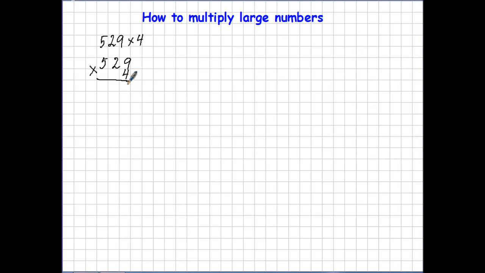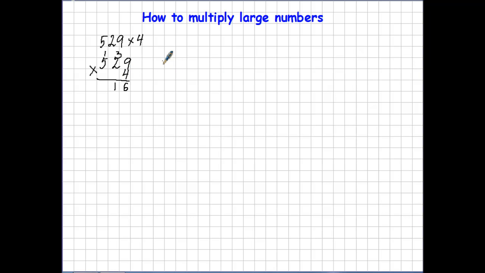36 is 3 tens and 6 units. So let's leave 6 in the units place and we'll take 3 tens to the tens place. So 2 tens by 4 is 8 tens plus 3 tens is 11 tens. I can't write 11 in the tens place, so I have to leave 1 in the tens place and take 1 to the hundreds place.